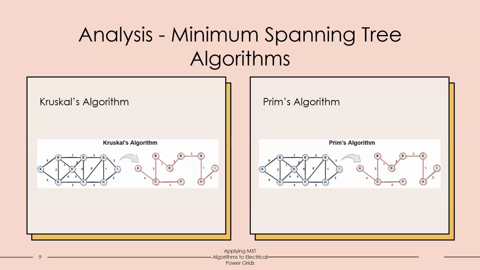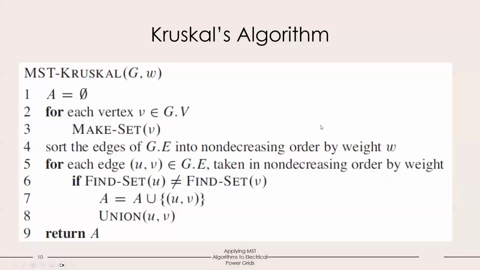Both of them have the same end goal, where the algorithm tries to generate a minimum spanning tree from a given graph. So I'll explain each algorithm individually, how they work and how we're applying them to our problem. First, let's start with Kruskal's algorithm.